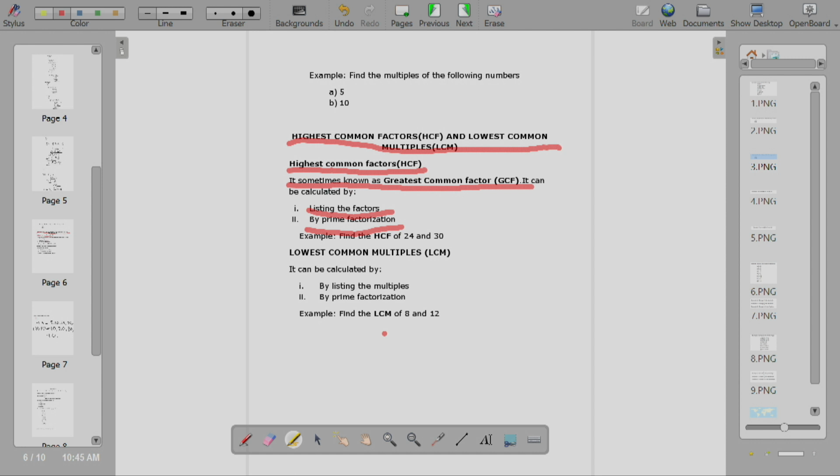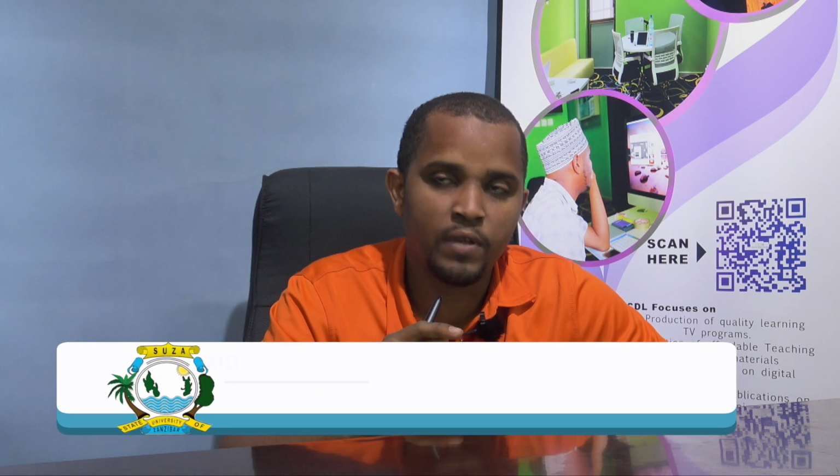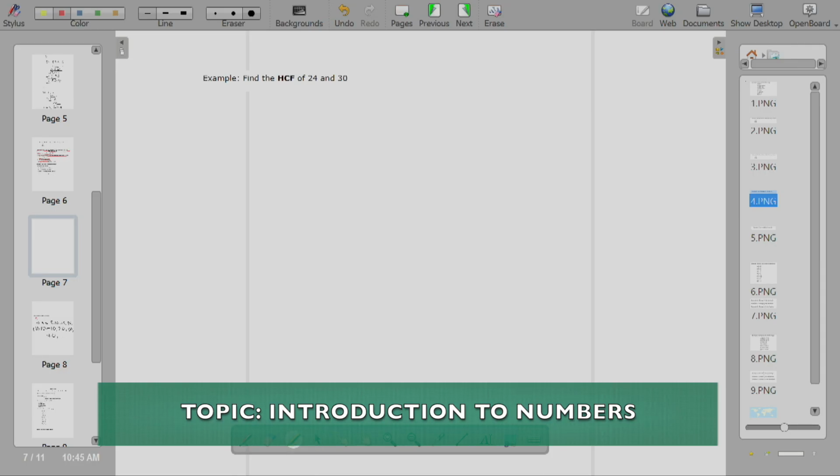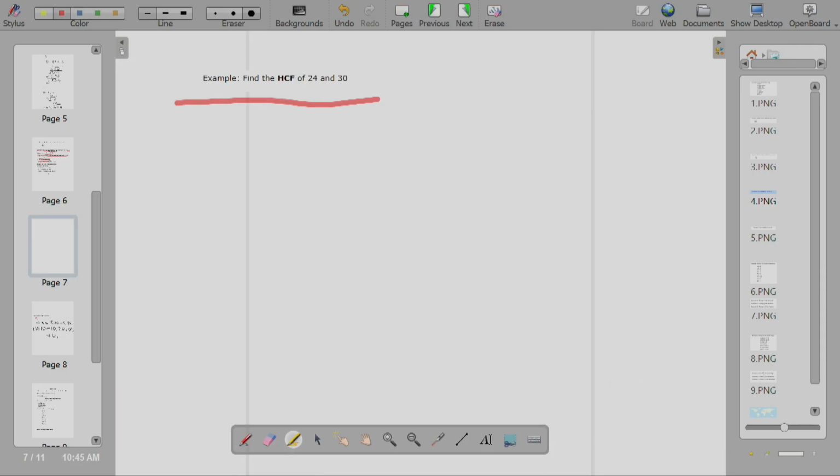So let's do an example concerning finding the GCF of numbers. We are given this example and we are required to find the HCF, or the GCF, of 24 and 30. On doing this example, we will use both methods: the method of listing factors, and also the method of prime factorization.